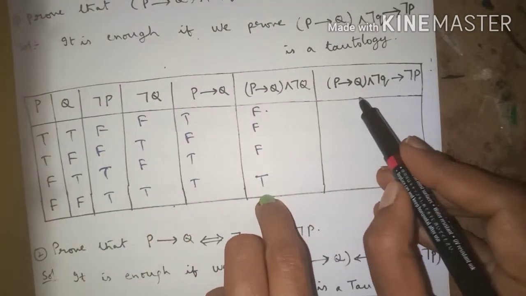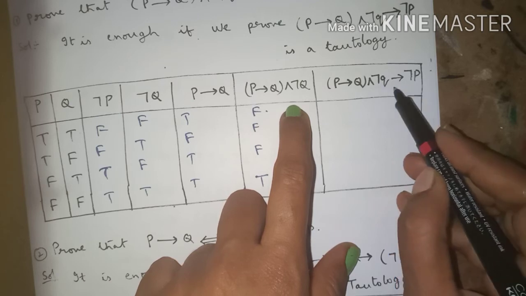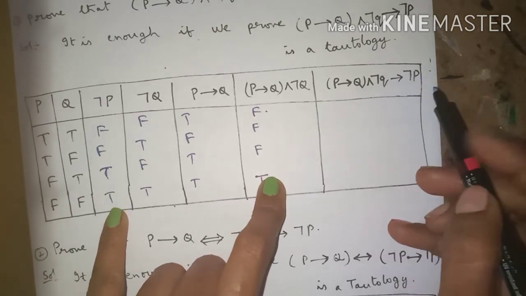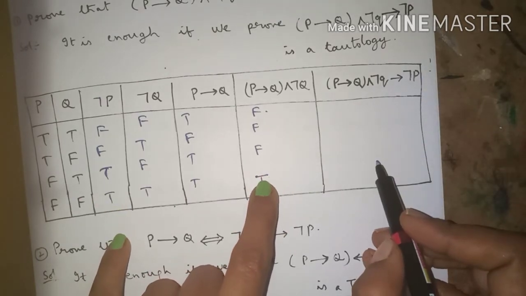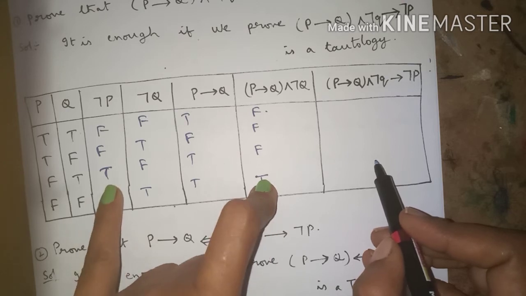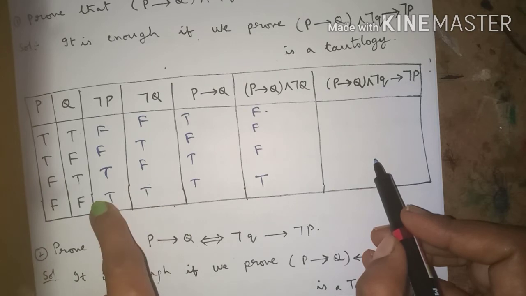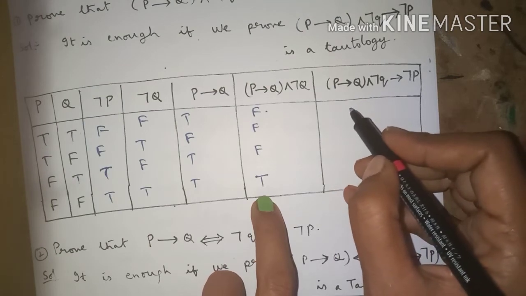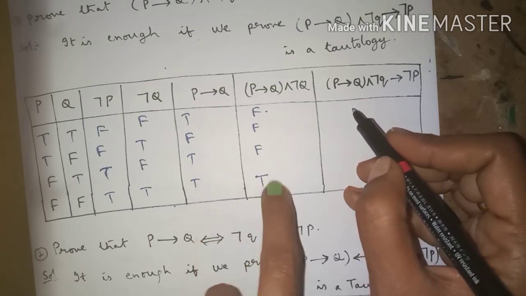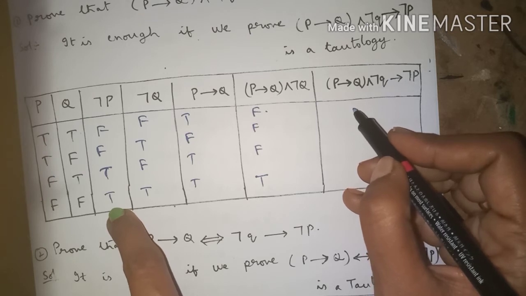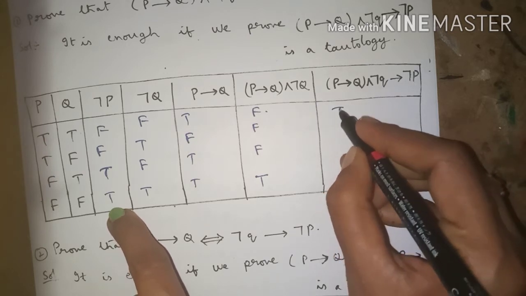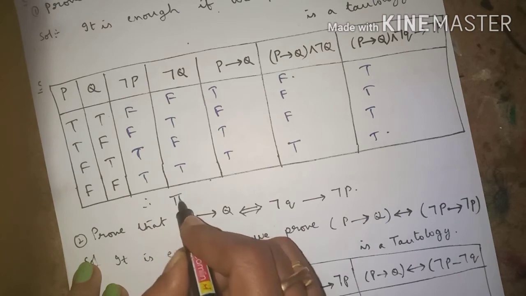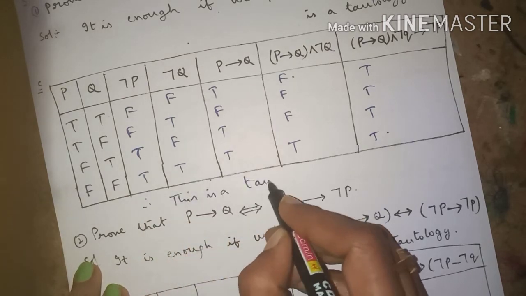Now P to Q and not Q, arrow not P. Not P means this one. This one and this one we have to see. T, F, T, F, F. In the remaining cases, T. Therefore, this is a tautology.